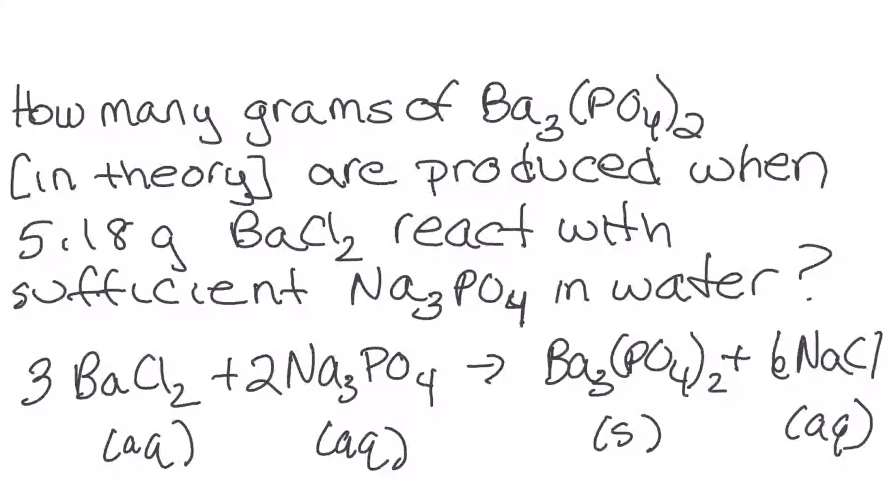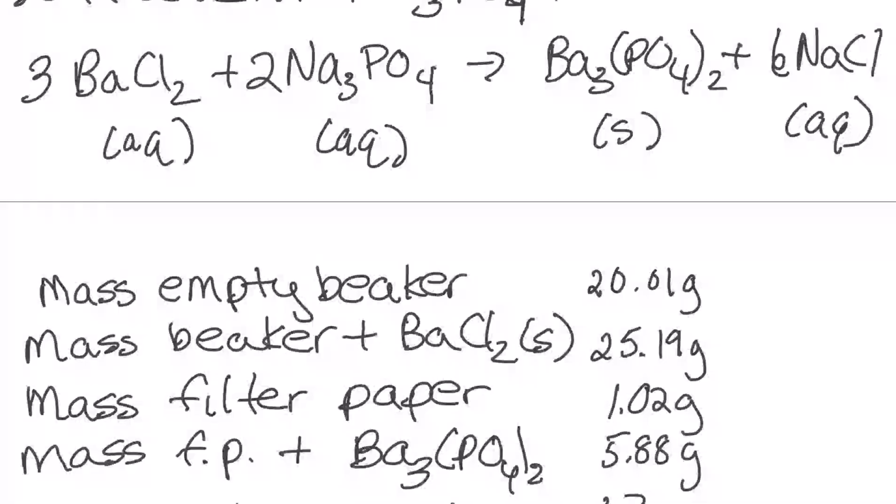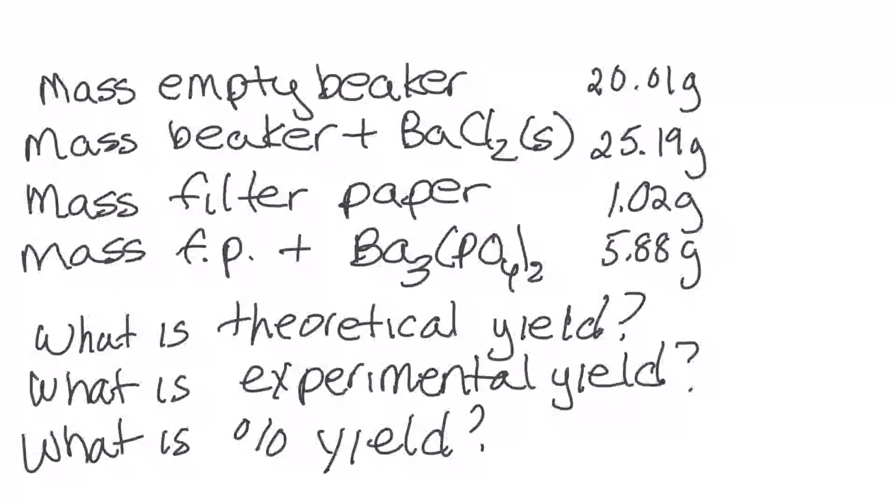So all the problems in our problem book are really theoretical problems. For instance, you might read in our problem book how many grams of barium phosphate, and it wouldn't say this, but in theory, are produced when 5.1 grams of barium chloride react with sufficient sodium phosphate and water, and they'd give you a balanced equation, and you would do the math and find the answer. So all these are based on in theory because we didn't do an experiment that actually produced the barium phosphate. So what happens if you actually do the experiment itself?